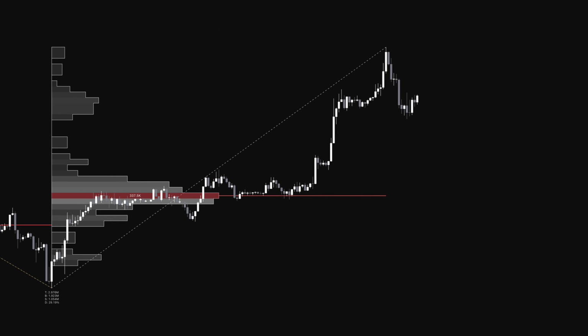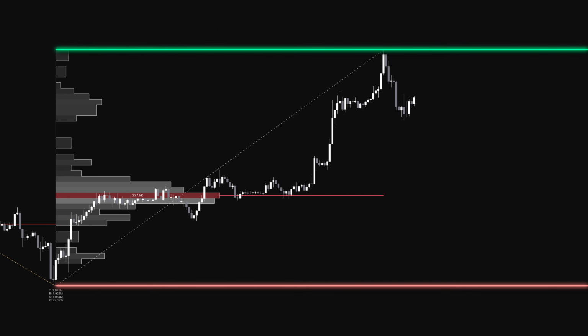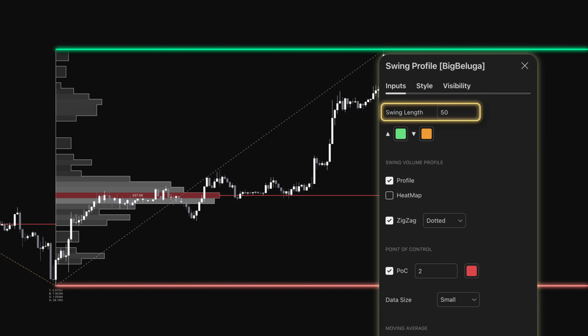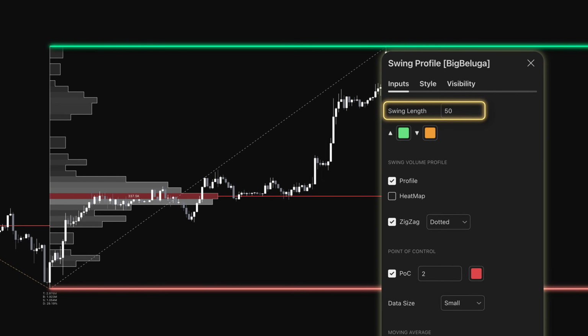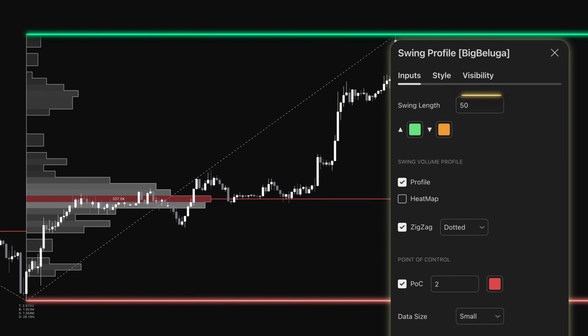The detection logic uses the highest high and lowest low over a user-defined swing length to identify pivot points, then monitors for direction changes to finalize each leg.